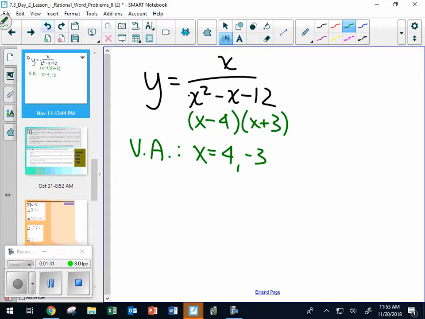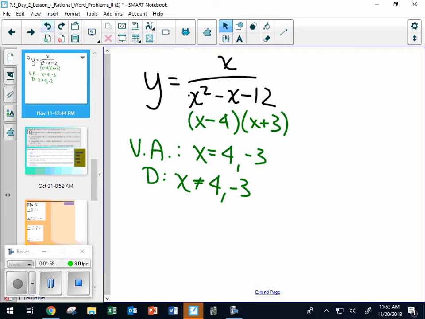Awesome. Would you like to call? Row 6, person 4. Will, could you tell us another piece of information you found? So our domain is just the opposite of what our vertical asymptote was. So it's just that x cannot be those two values. Nice. Would you like to call in somebody? Row 2, person 5. Amila, could you tell us another piece of information here?